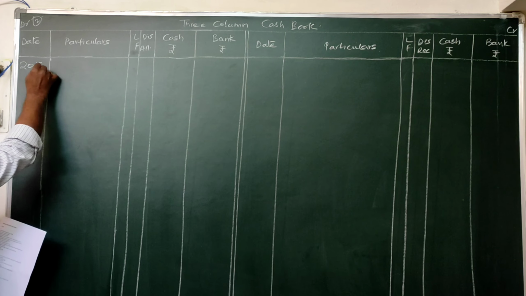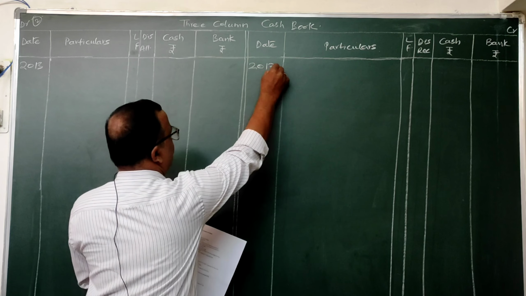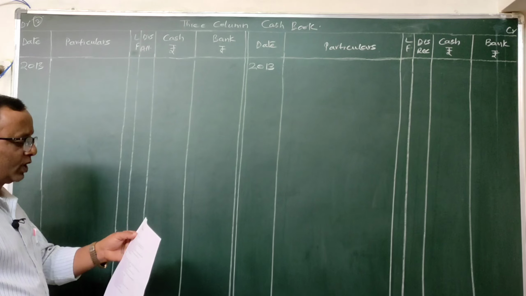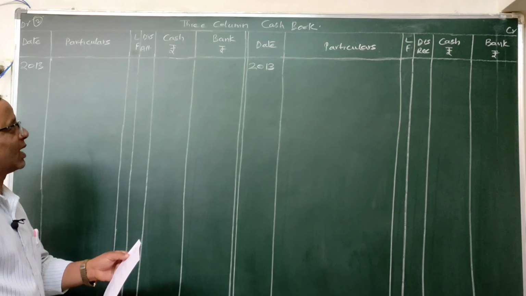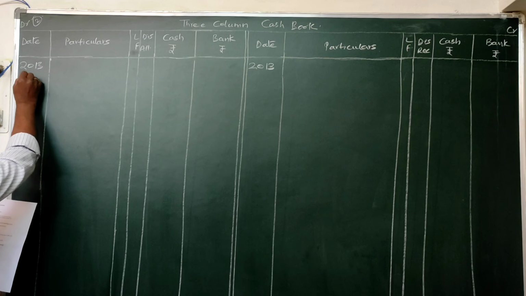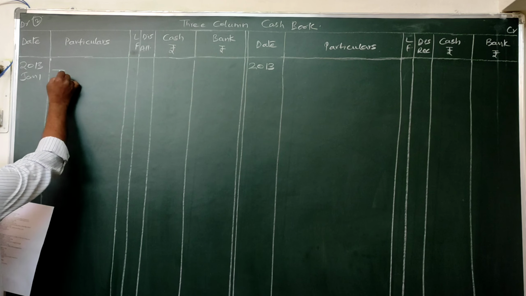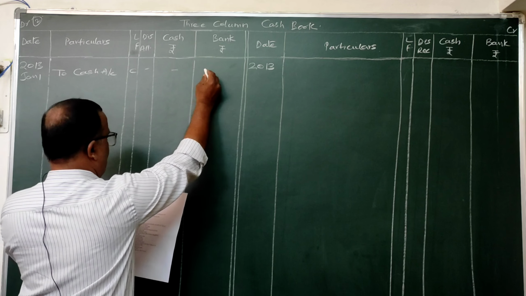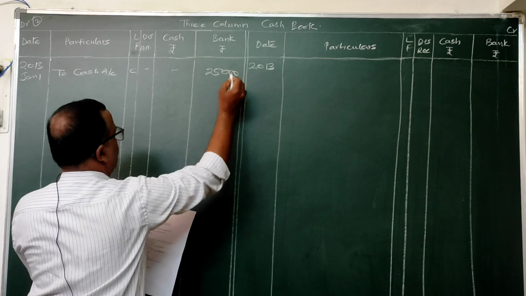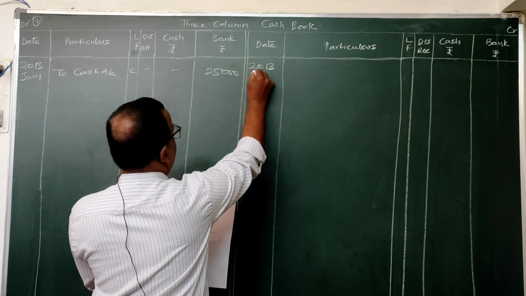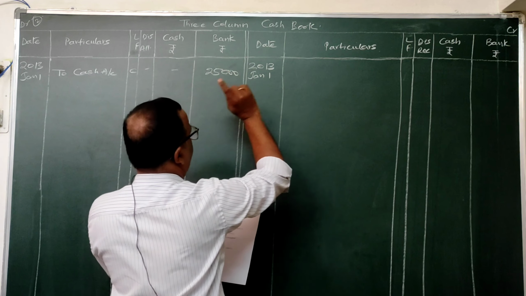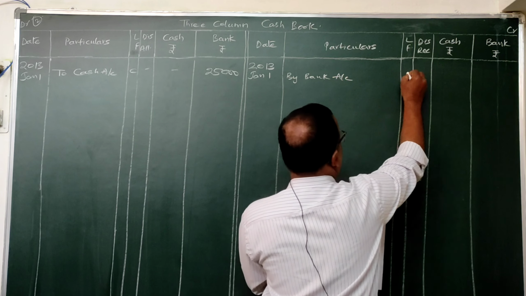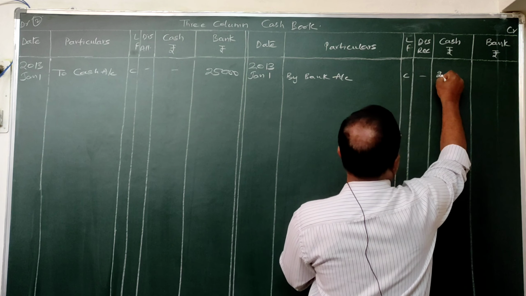So, it is 2013. The third problem says January 1 opened a bank account with. So when bank account is opened, our entry is bank account debit to cash. So there is on January 1 bank account debit to cash account. This is a contra. So we are going to post it in the bank column as 25,000. At the same time, on the credit side, January 1. It is bank account debit to cash, means in cash account it will be by bank account. This is contra. Here you are going to write it in the cash column 25,000.